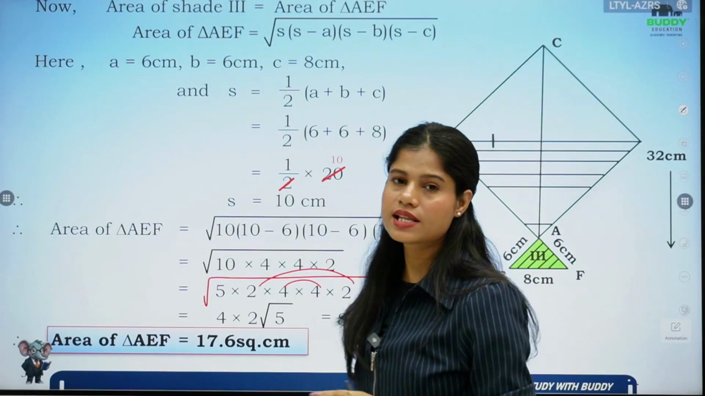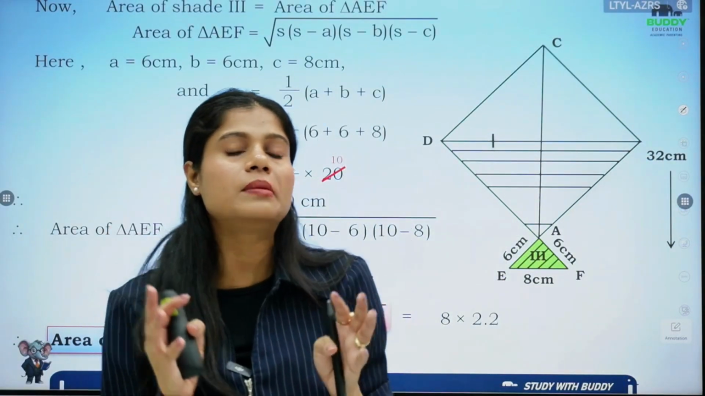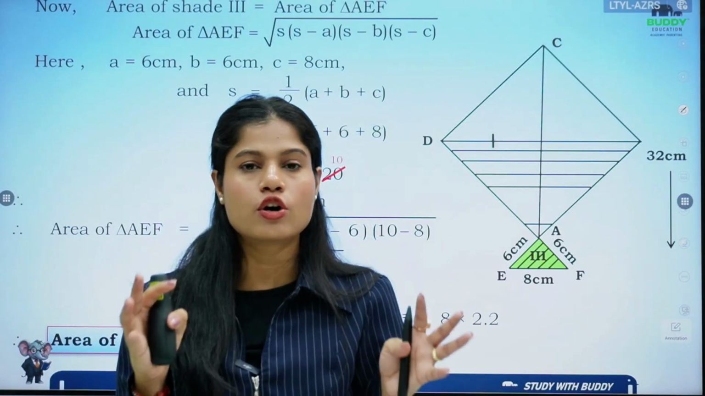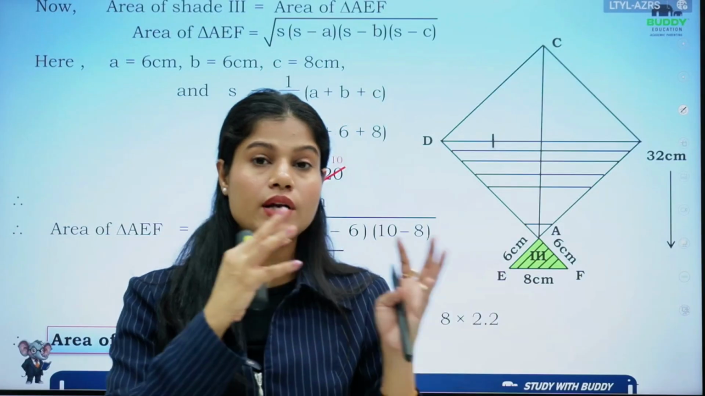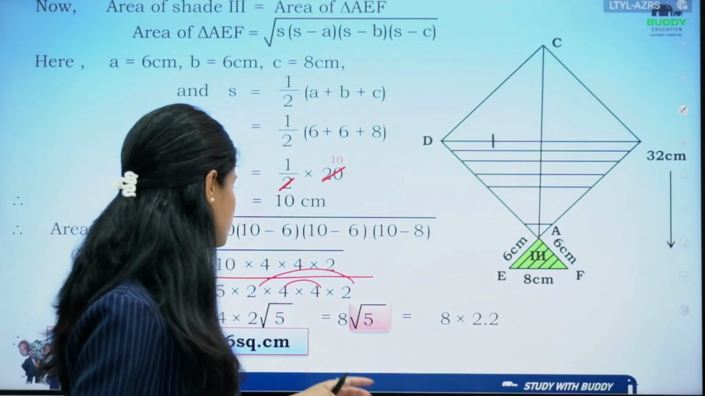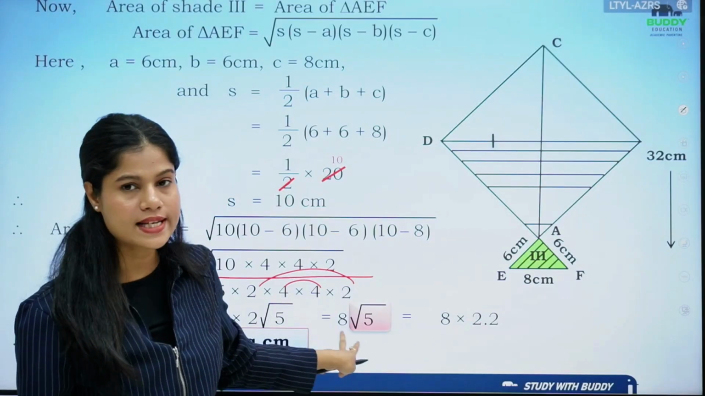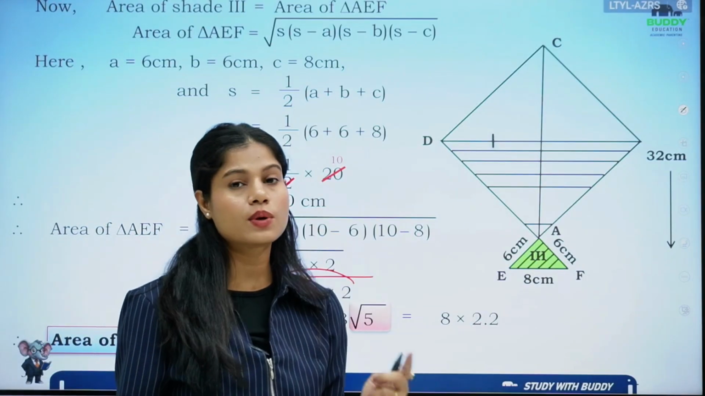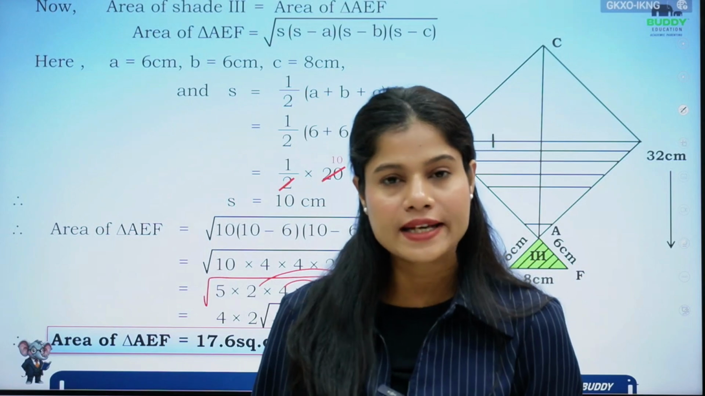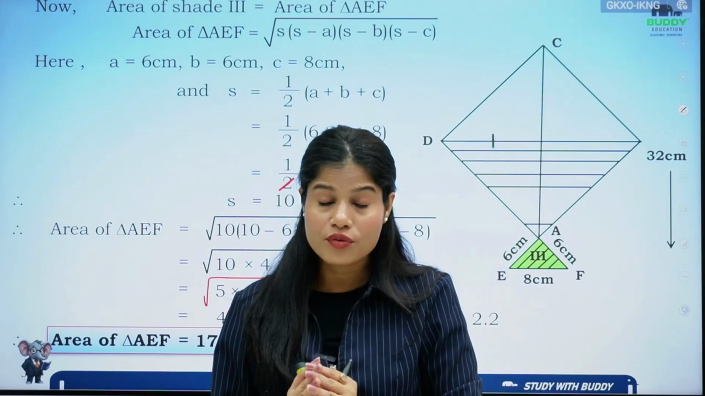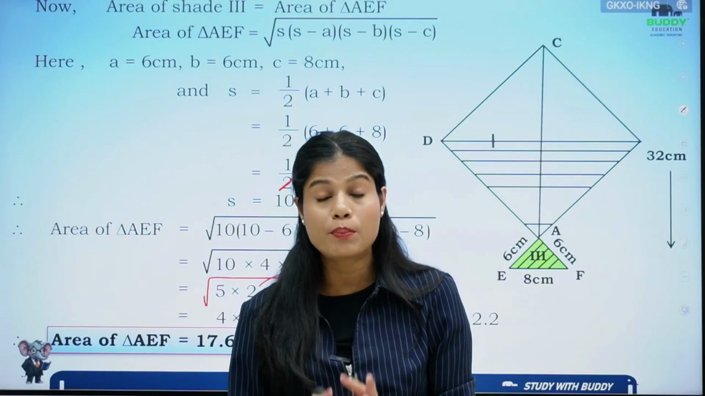What they have asked is not how much total paper is used. They have asked how many different shades of paper have been used for part 1, part 2 and part 3. So for part 3, this is 17.6 square centimeter. For part 2 and part 1, this was 256 centimeter square each. So I hope this question is clear to all of you, and it's a very important question.